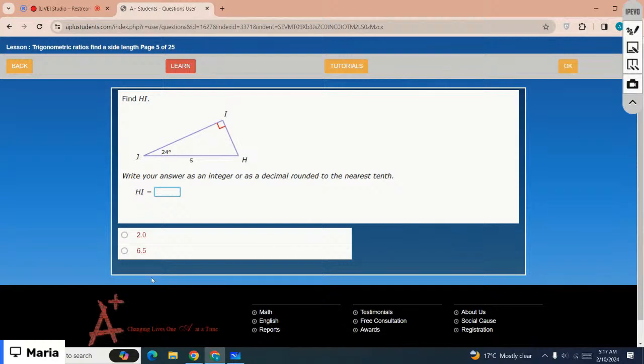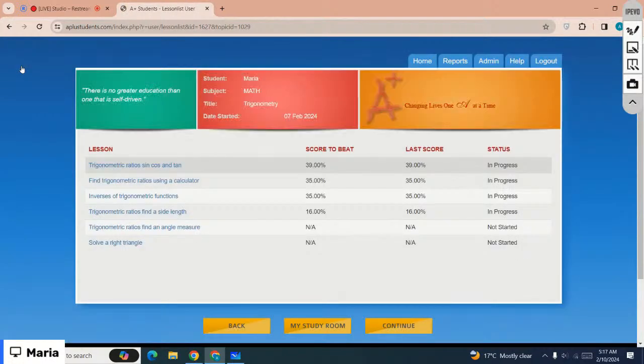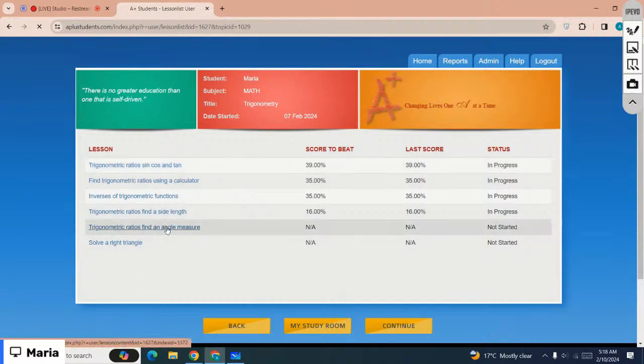Okay, you can complete the lesson by yourself later today. Let me just move on to the next lesson, and the next lesson is trigonometric ratios, find an angle measure. So the one we have just finished is where we find the side length, right? Now we're going to learn how we find the angle measure.